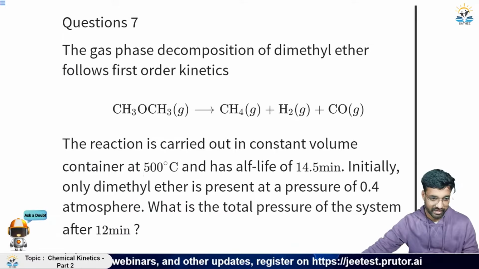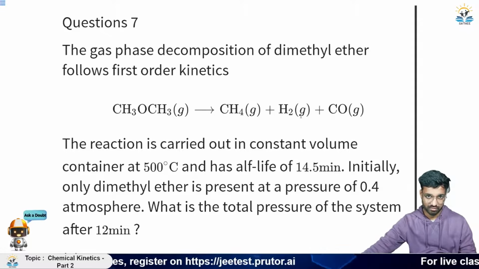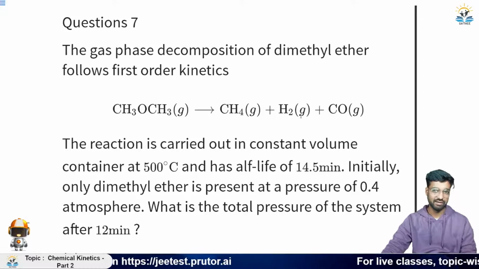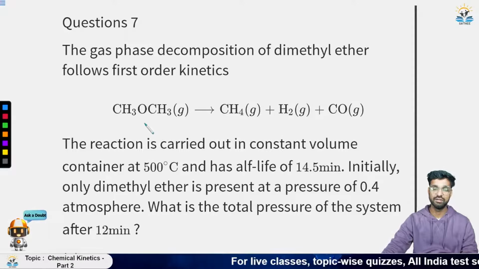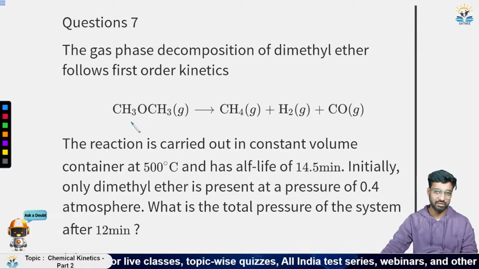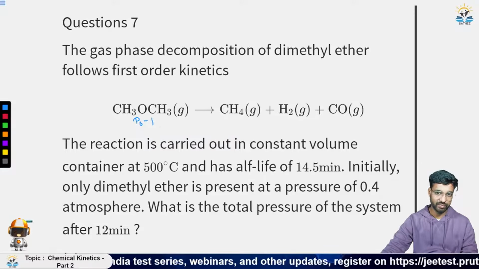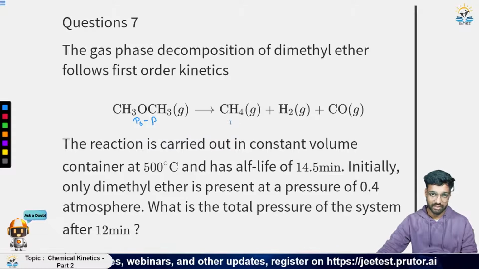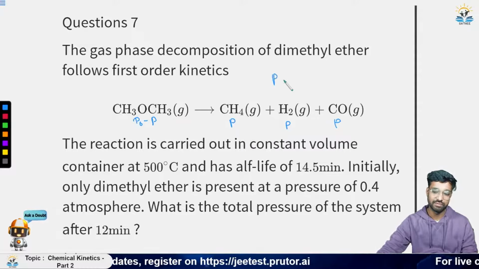Now the next question we have here is of a gas phase reaction. Now children, keep in mind that first you will get this integrated rate law in terms of total pressure, and how I will do this. Say we have initial pressure of P naught. Now after time t it will be P naught minus P, this will be P, this will be P, and this will be P. So what will be the P total?